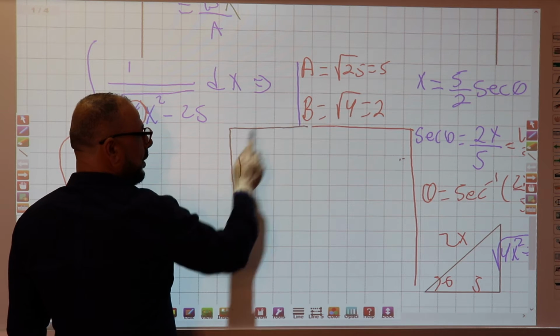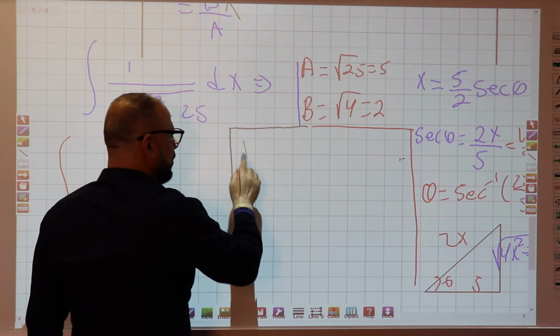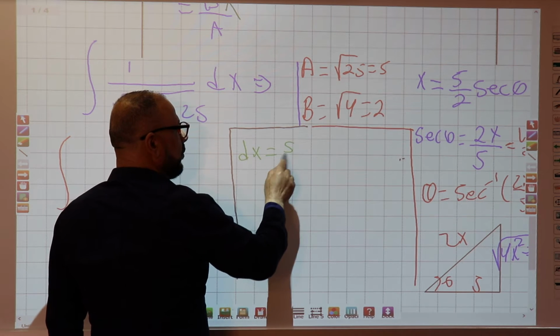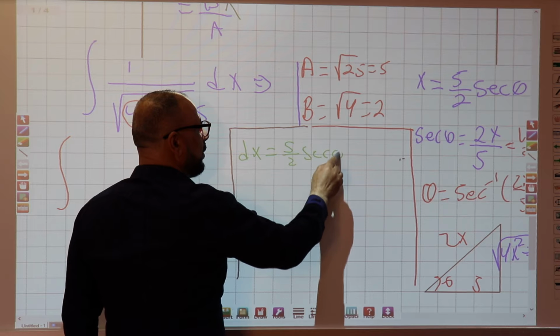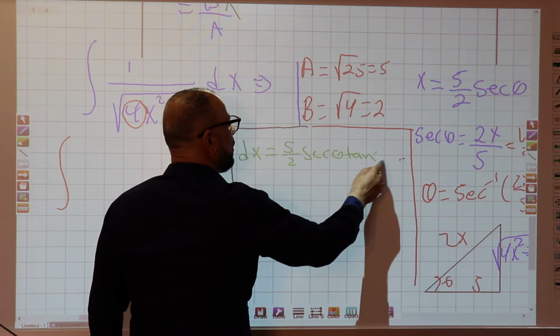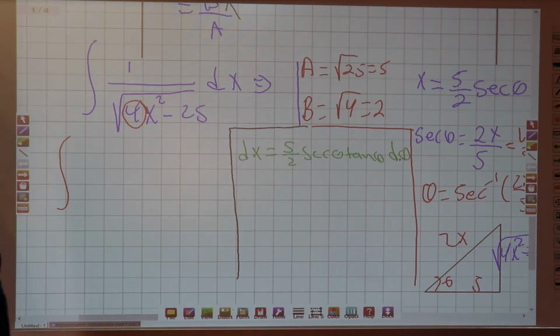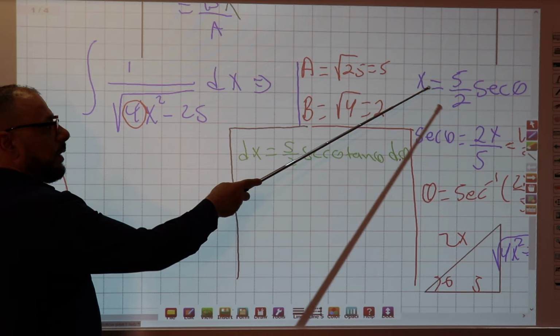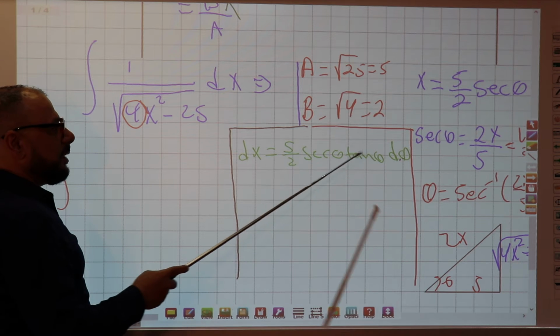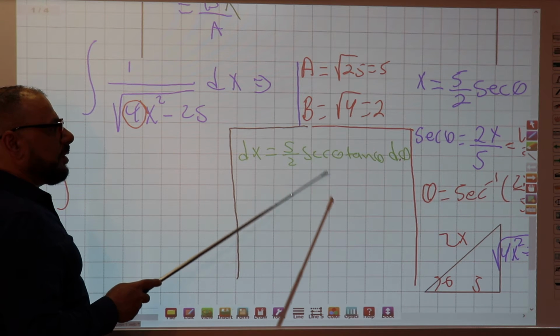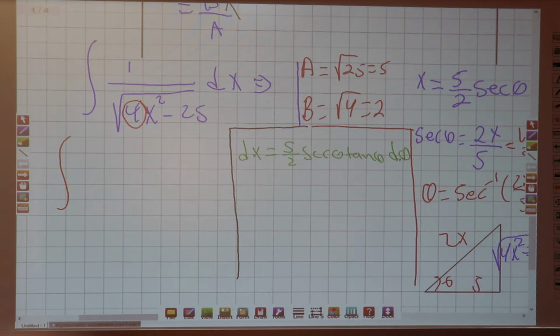Okay, now dx equals 5 over 2 secant theta tan theta d theta. Then the derivative of x equals 5 over 2 secant theta is 5 over 2 secant theta tan theta d theta. Good job. I have everything.